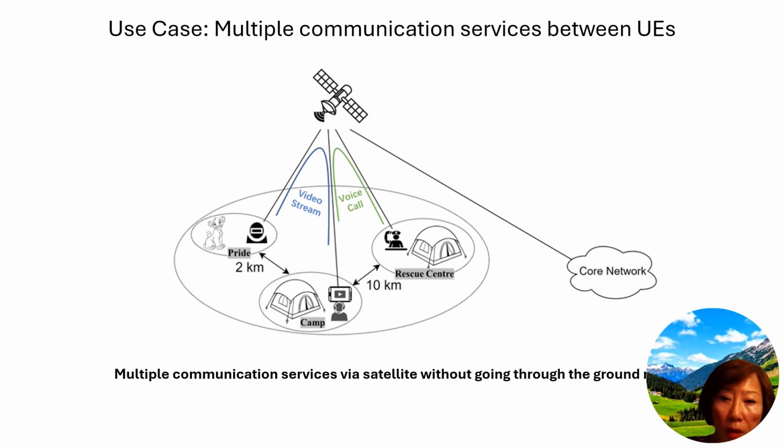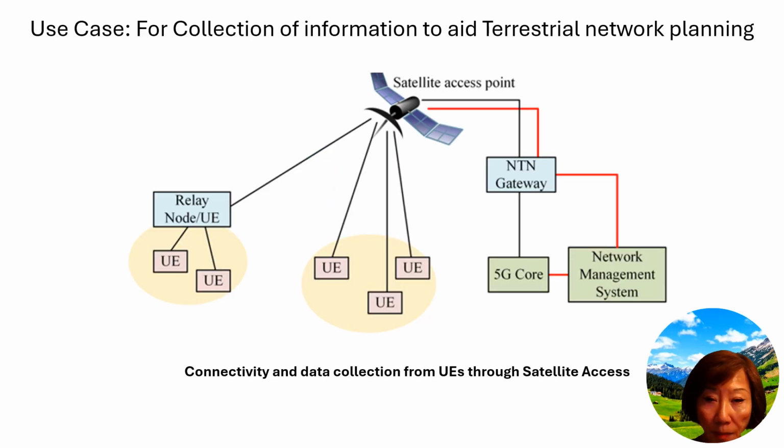So this is one use case. The implementation could be a little bit more complex to support this kind of operations, but certainly it's already being done in the field quite a bit already. So this use case is for collection of information to aid terrestrial network planning. The concept of connectivity and data collection from UEs through satellite access, using satellite communication.